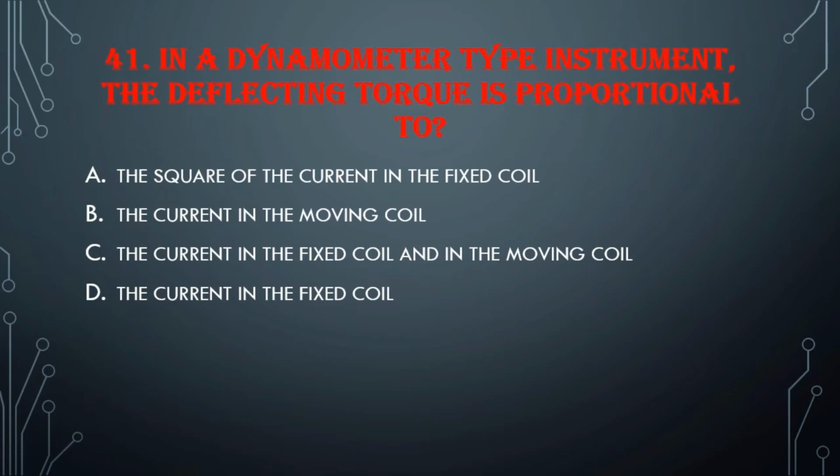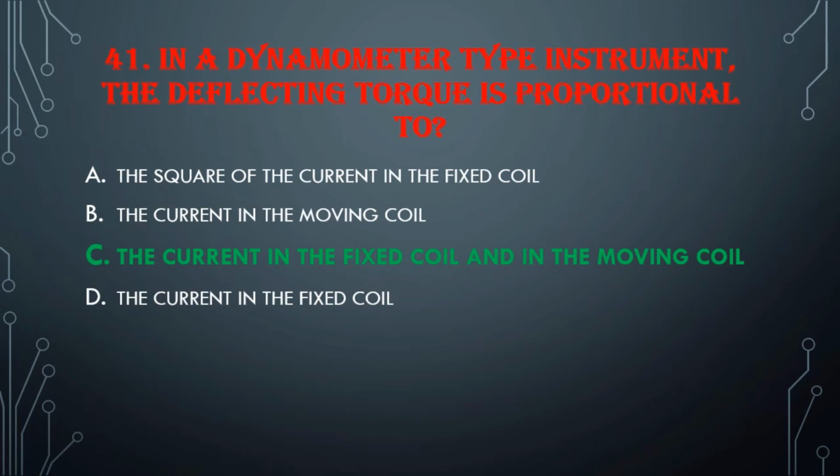The square of the current in the fixed coil. B. The current in the moving coil. C. The current in the fixed coil and in the moving coil. D. The current in the fixed coil. And your time starts now. The correct answer for this question, my friends, is C, the current in the fixed coil and in the moving coil.